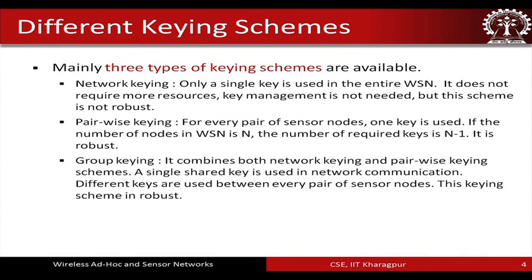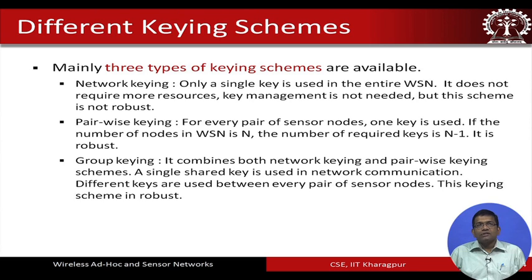So, when we talk about security mechanisms, cryptography based mechanisms come into the picture very easily. When we talk about cryptography, we are dealing with keys. We know that in cryptography there are two types of cryptographic mechanisms: one is called the symmetric key, the other one is the asymmetric key. Irrespective of what type of keying mechanism is being used, keys are very important, and there are basically three types of keying mechanisms that are available for sensor networks.